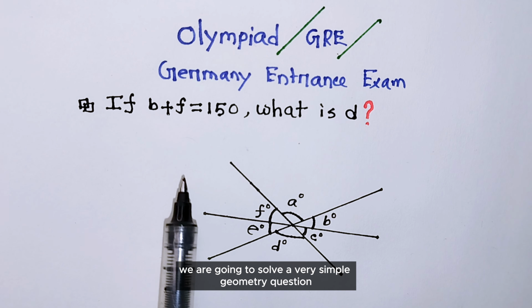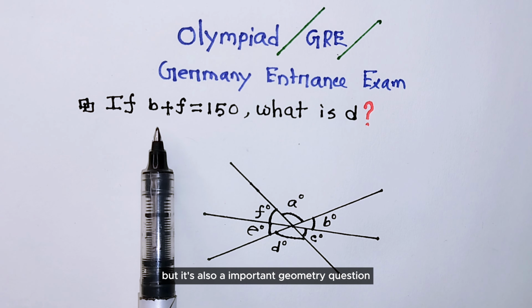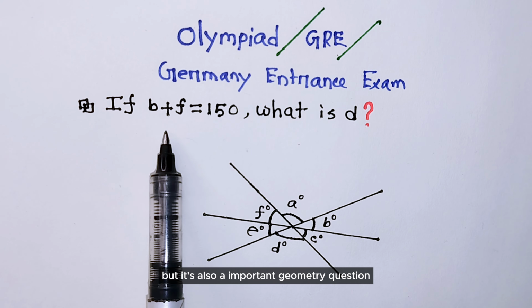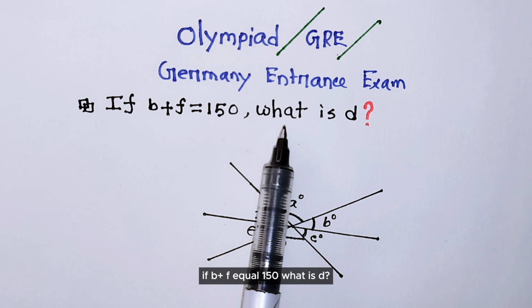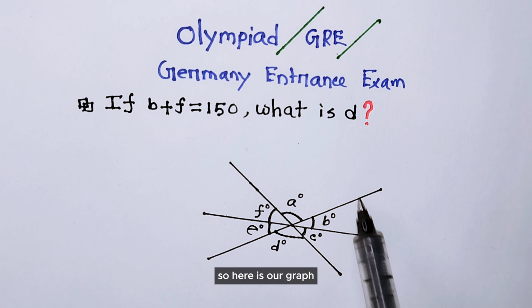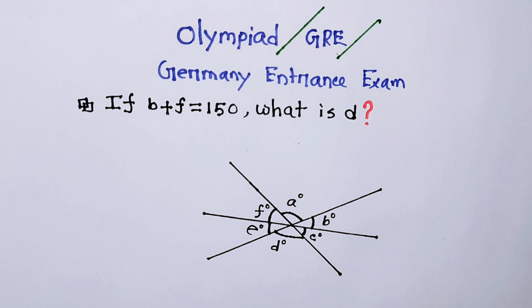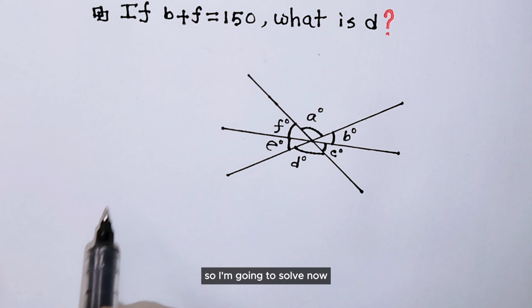Today we are going to solve a very simple geometry question, but it's also an important geometry question. If b plus f equal 150, what is d? So here is our graph. So I am going to solve now.